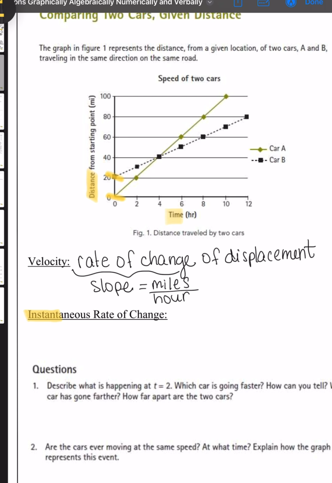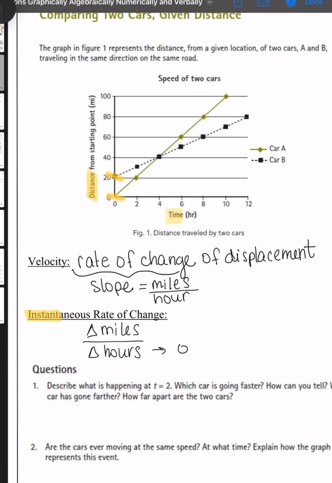So if we're thinking about velocity here, and we want to know the instantaneous rate of change of displacement, if we think of this as the change in miles per the change in hours, well, the instantaneous rate of change is going to be as the change in hours goes to 0.